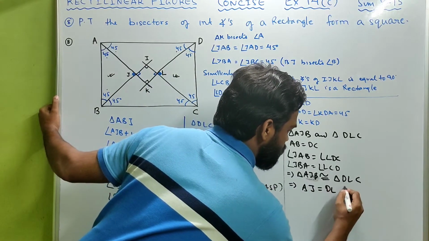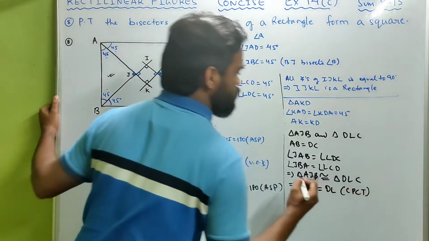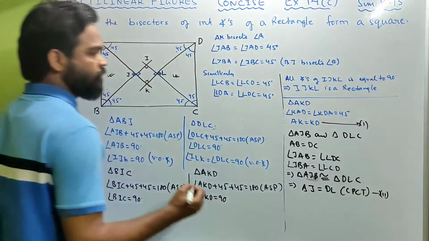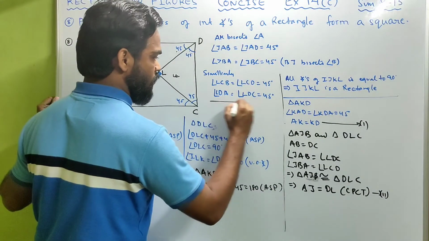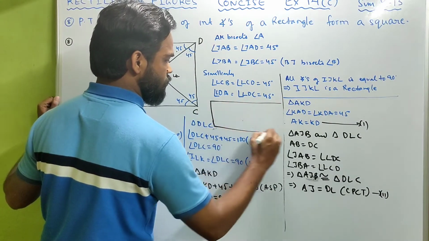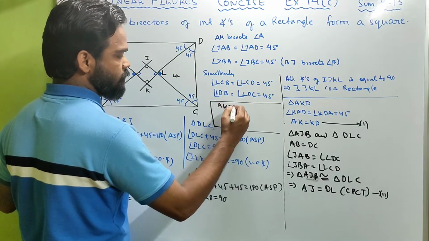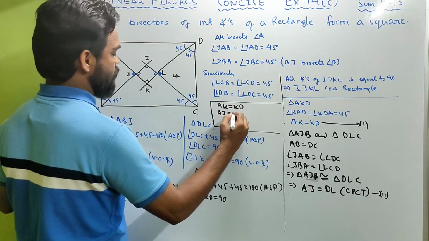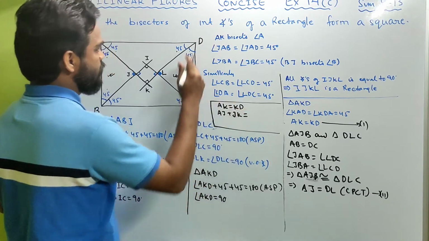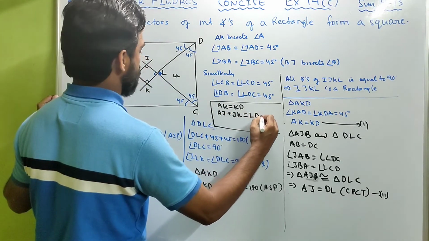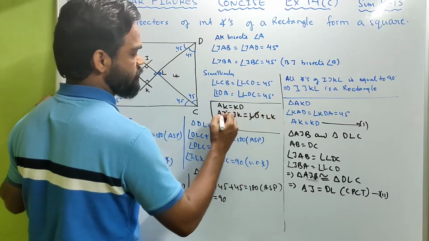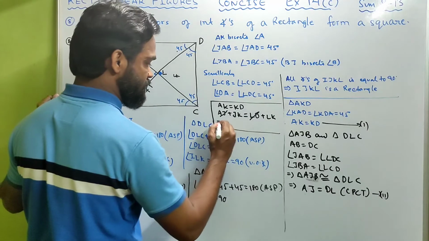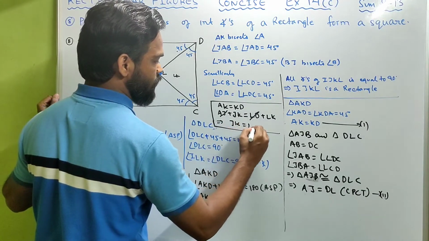AJ equals DL by CPCT, isn't it? Now suppose this is 1 and this is 2. So AK, look over here, the last portion, very easy. We got AK equals KD. AK can be written as AJ plus JK. KD can be written as LD plus LK. This cancels out because AJ and DL are same. We have already proved that. Which means, simple, JK equals LK.